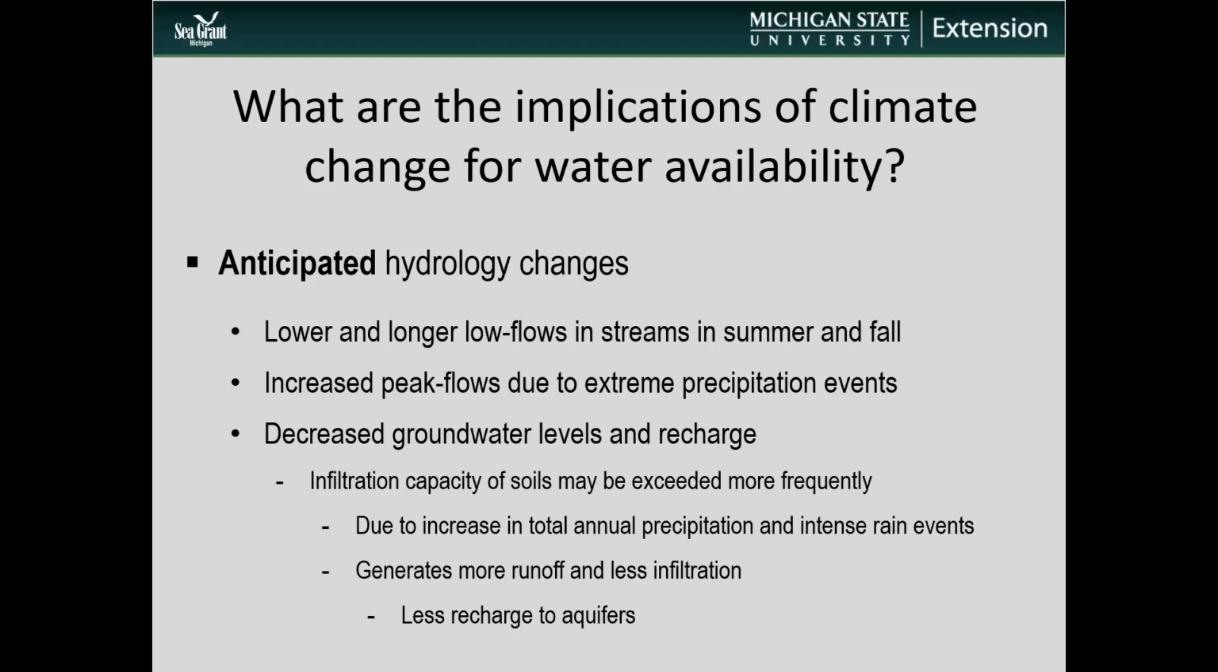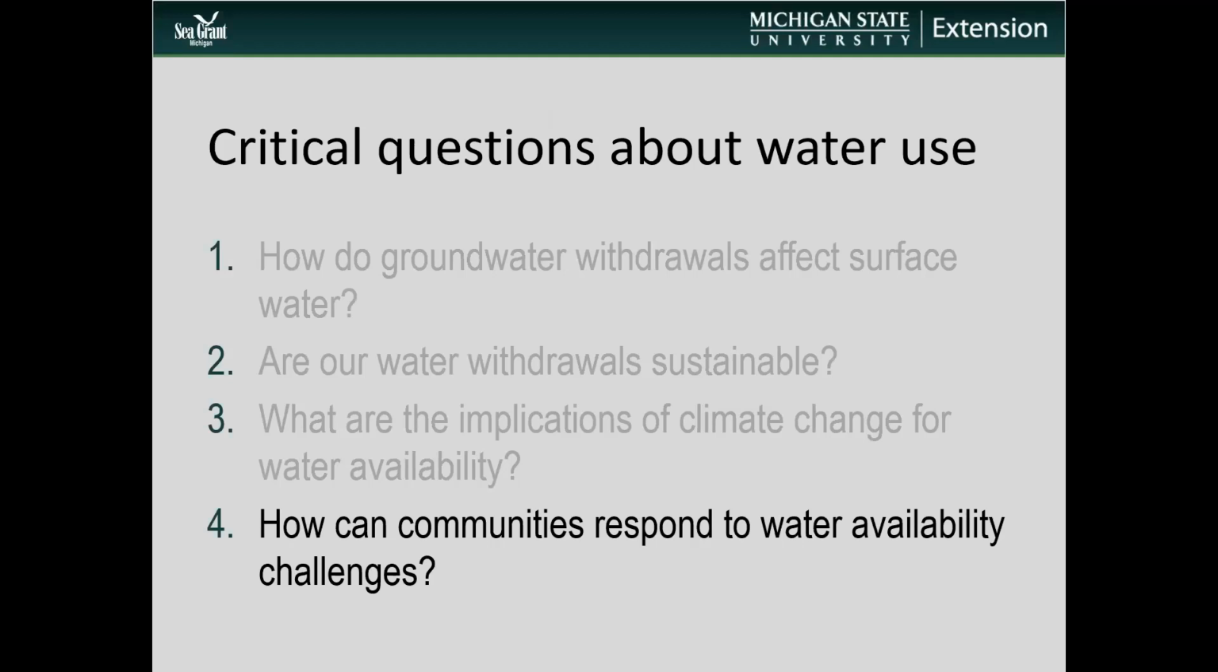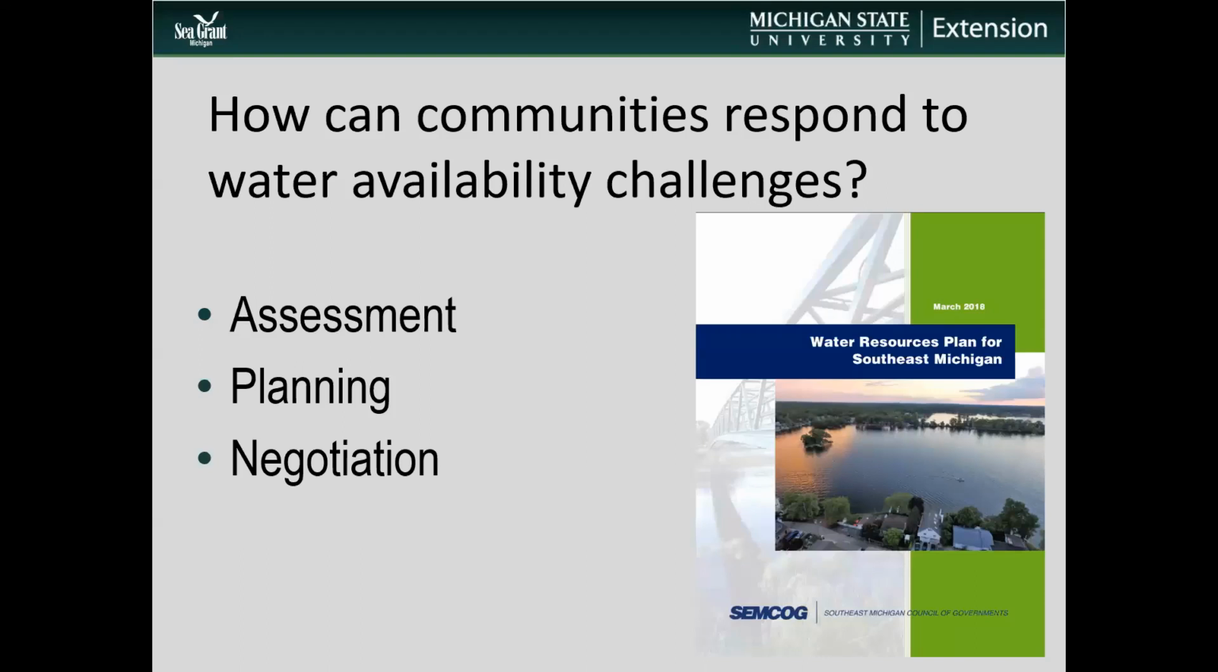And I think just asking the questions and starting to do some of the research is an important step. So how can we respond to some of our water availability challenges? Well, we can kind of just say assessment, planning, and negotiation. And what do I mean by that? I put an example here. This is a report that was completed by SEMCOG for Southeast Michigan Water Resources Plan not too long ago.